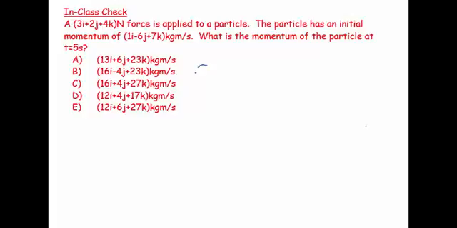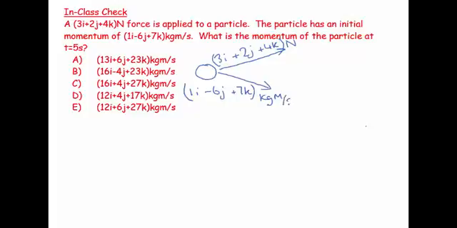So let's visualize it. There's my particle, and let's start off with this force, and this is going to be 3i plus 2j plus 4k newtons, and it's kind of trying to accelerate it in that direction. But the particle's already got some mass and velocity, and that's represented by 1i minus 6j plus 7k, and this would be kilogram meters per second. I don't know anything that you don't know about these directions. I'm just drawing them schematically.